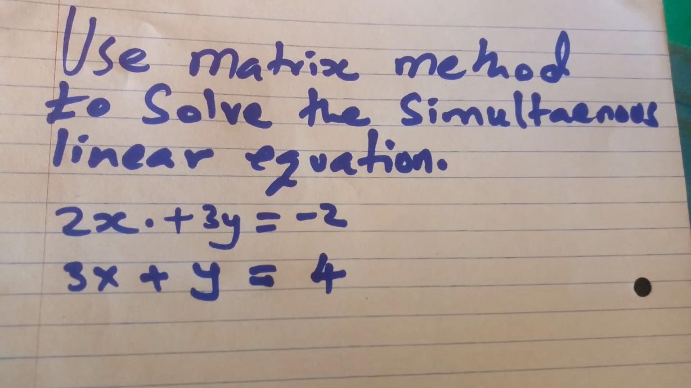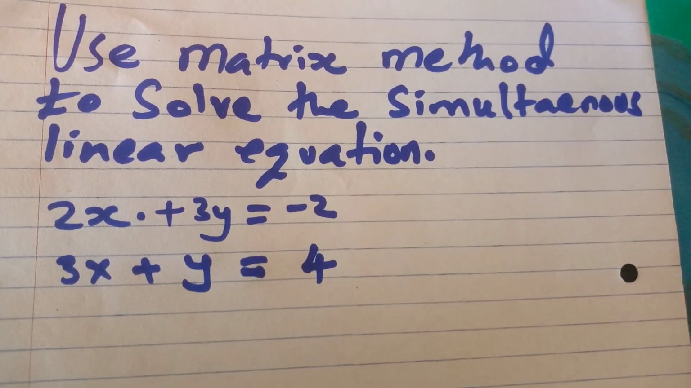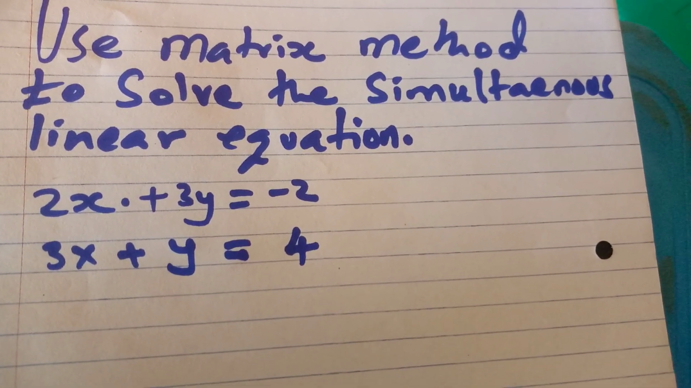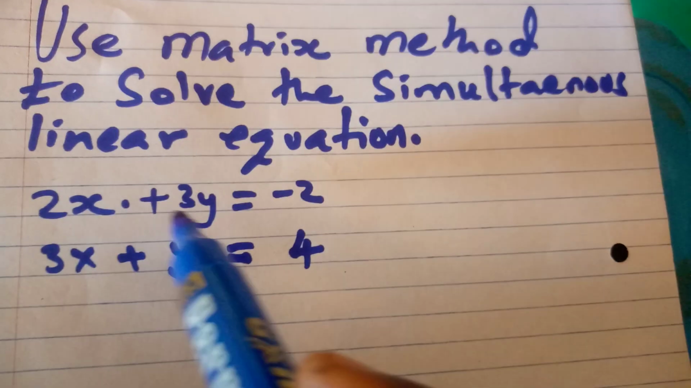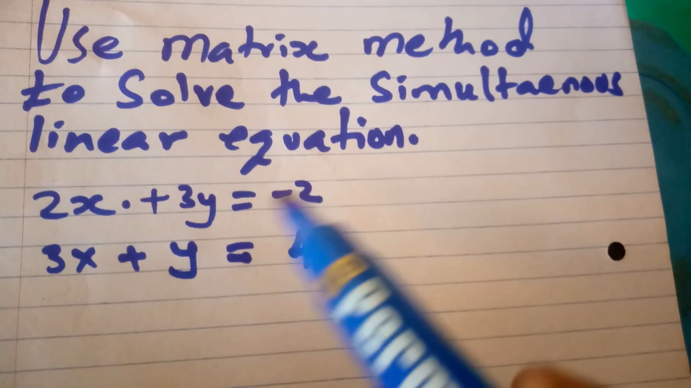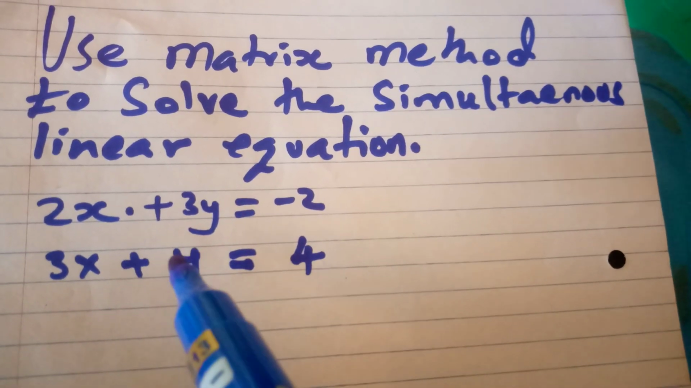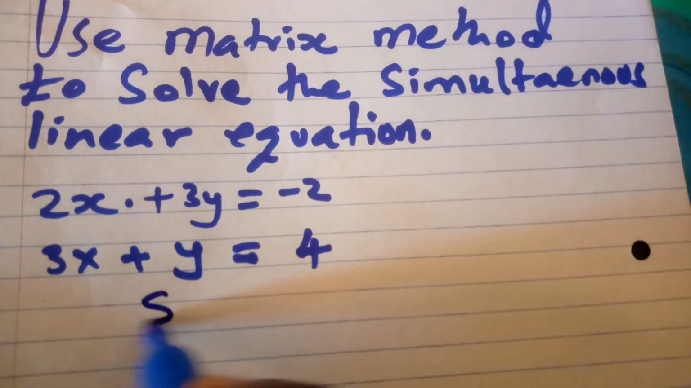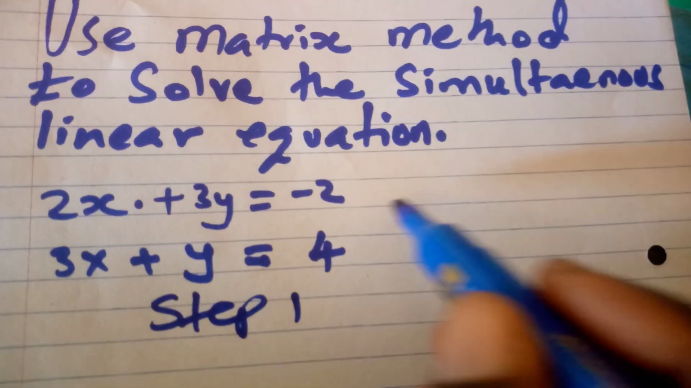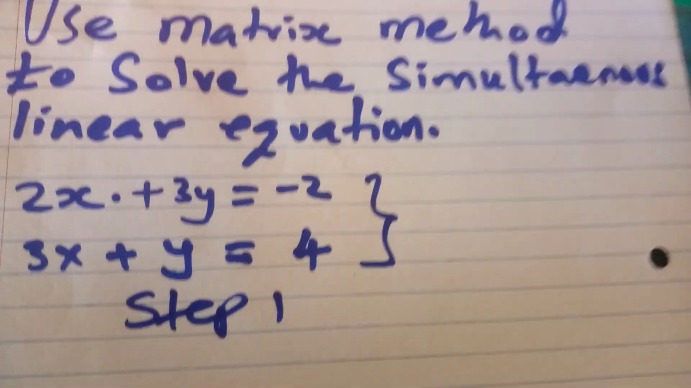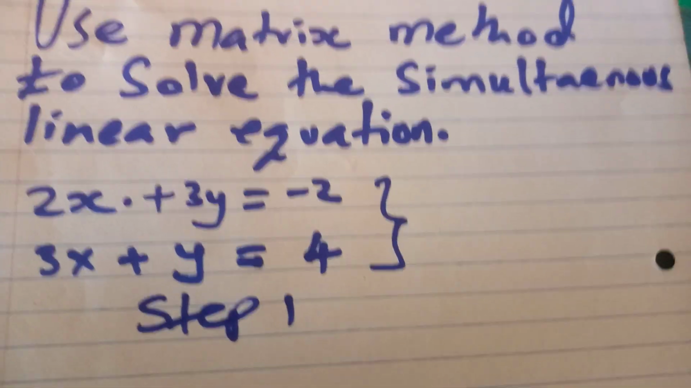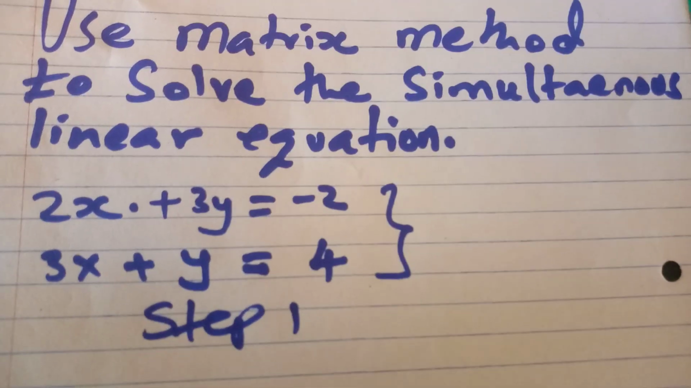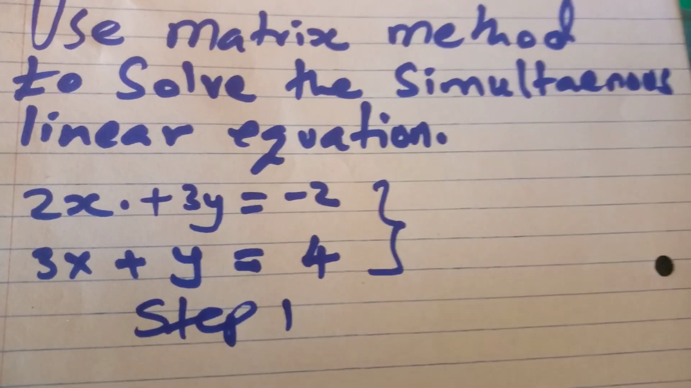Okay, so you have a given question here. Use the matrix method to solve the simultaneous equations. I have 2x plus 3y is equal to -2, 3x plus y is equal to 4. My first step, I'm going to rewrite this linear equation in form of a matrix, and then find the determinant, find the inverse, and then pre-multiply both sides by the inverse.